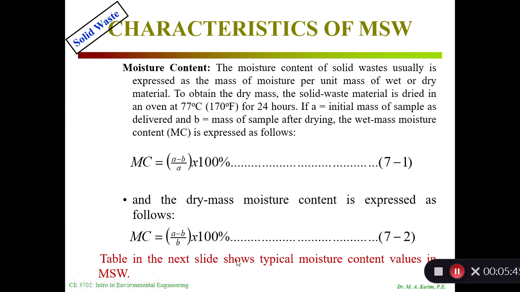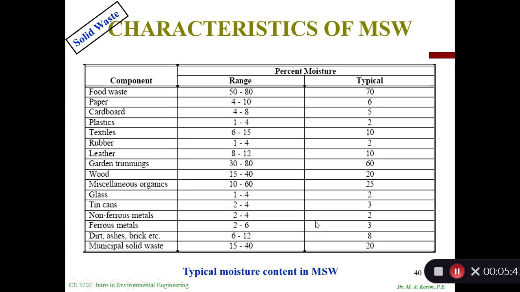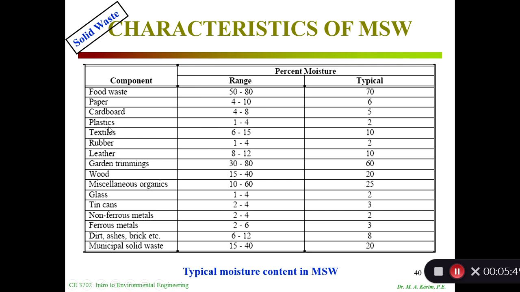The table in the next slide shows typical moisture content values in MSW. Here are the different types of waste. This shows the range, and this is the typical values. So if you don't have any typical values, you can just use those. We'll be using those in problem solving with the equations 7.1 and 7.2. Definitely we'll be using it.